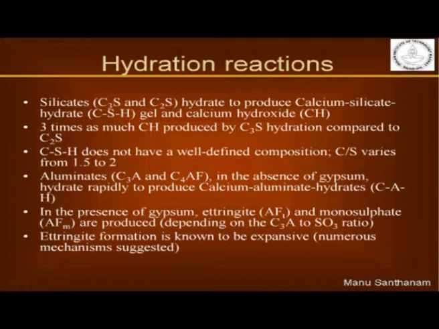Now the aluminates, that is C3A and C4AF, if there is no gypsum present, please remember, if there is no gypsum, my aluminates will react rapidly with water to form calcium aluminate hydrates, CAH. But we are not interested in that, we are only interested in what happens in ordinary Portland cement, and that is in the presence of gypsum, you form ettringite and monosulfate. Now how do you produce this and where does it produce? Again, we will see in the reactions that are presented in the next slides.